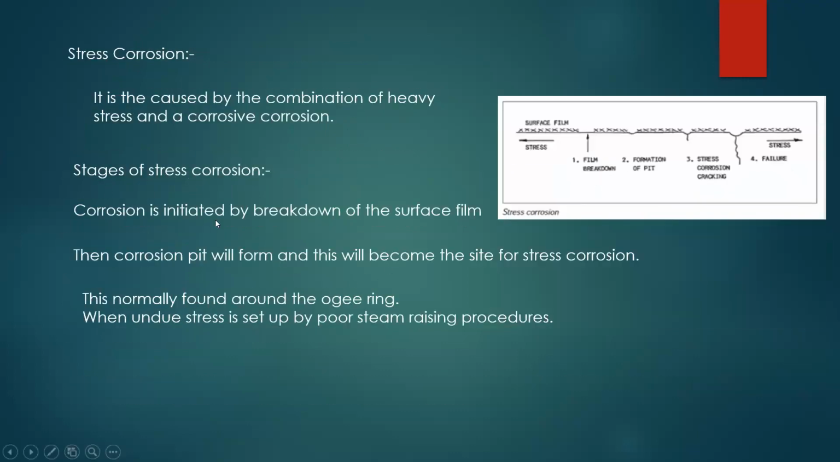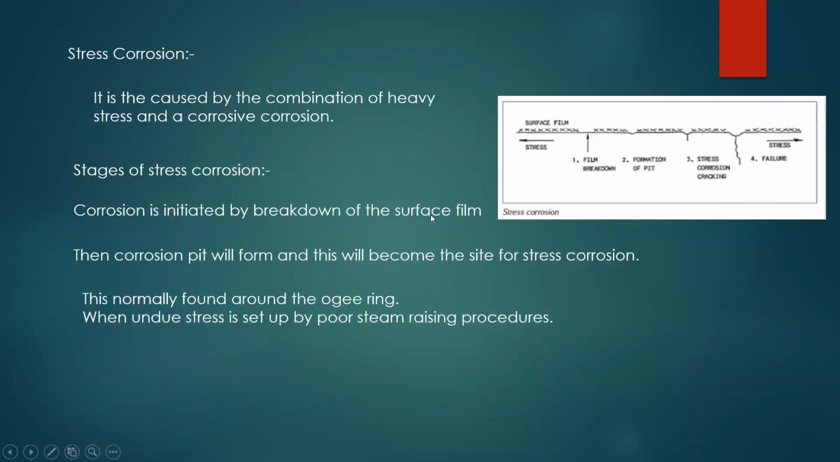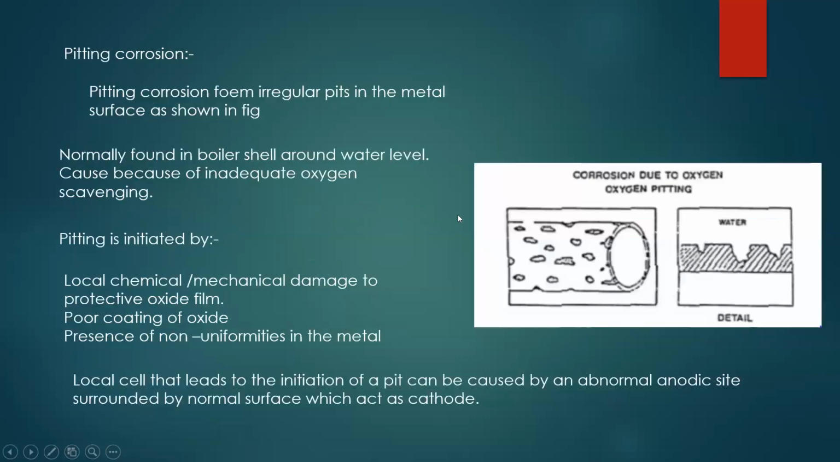Stages of stress corrosion. Corrosion is initiated by the breakdown of the surface film, same here, the breakdown of the protective oxide film. So first it will get initiated when your oxide film is damaged. Like here, the film was broken down. Can you see the X everywhere? But here the X is gone, meaning the protective film is broken down. Then a corrosion pit will form. First the pit will form, right? Yes, sir.